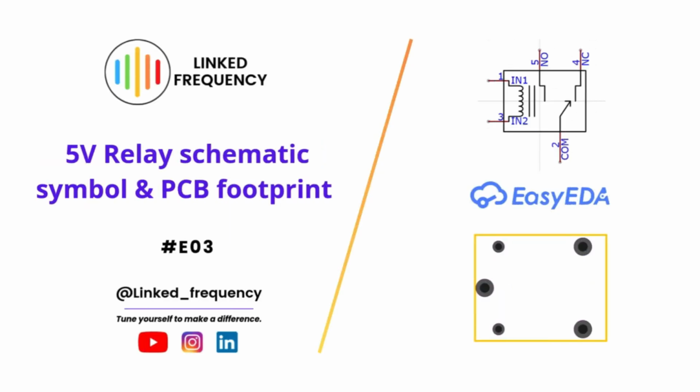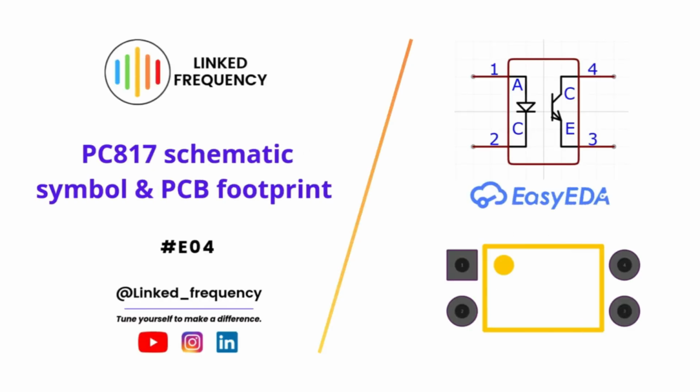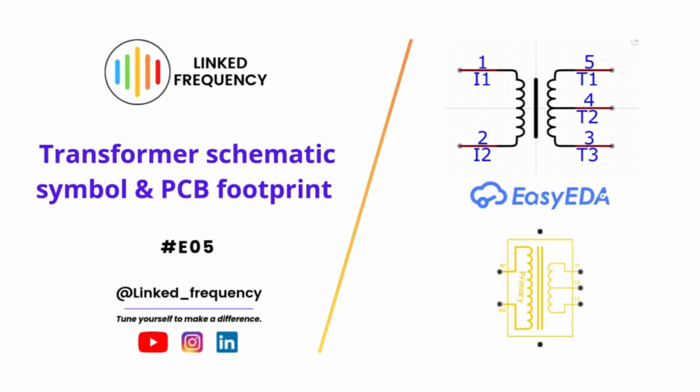Thereafter, we went to the 5-volt relay, a sugar cube relay which is widely used in small-scale switching applications. PC817 is an optocoupler which consists of a diode and a transistor, widely used for galvanic isolation in switching applications. The AC transformer schematic symbol and PCB footprint is a little customized one. Why? Because it is not available in a very standard manner with respect to the manufacturer. That's why we have given a detailed explanation of how to create a custom PCB footprint for a component which is available in the market at a local level.